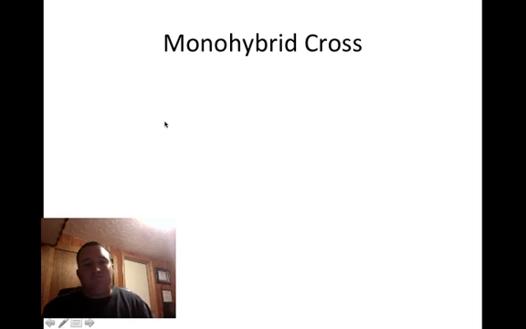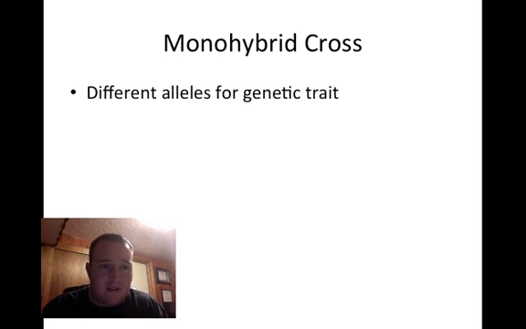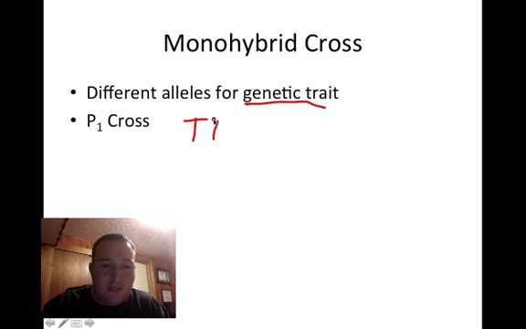So the first thing we're going to look at is monohybrid crosses. Monohybrid crosses are ones where we have just different alleles for a single genetic trait, and the great thing about these is that it's just a single genetic trait. So let's look at a P1 cross. Let's say we're looking at height. Mendel had what he called tall plants, which we're going to write as big T, big T, homozygous. And he had short plants, which was the recessive, so we're going to go little t, little t.